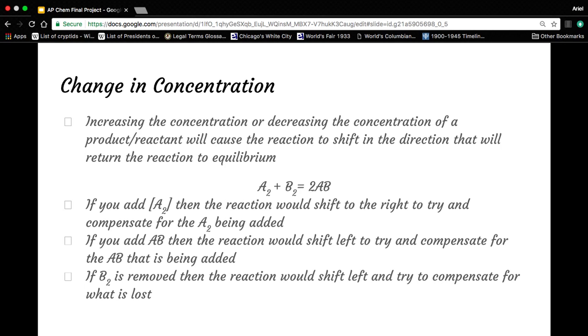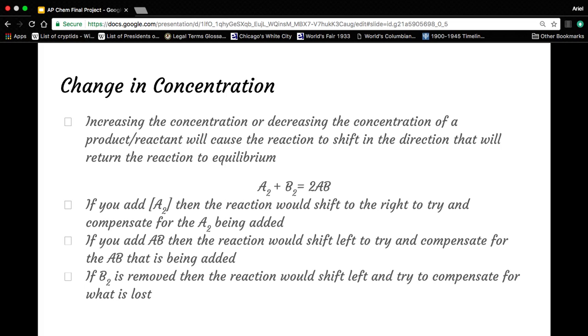So, changing concentration. Increasing or decreasing the concentration of a product or reactant will cause the reaction to shift in the direction that will return the reaction to equilibrium. A2 plus B2 equals 2AB is the example. If you add A2, then the reaction would shift to the right and try to compensate for the A2 being added. If you add AB, then the reaction would shift left and try to compensate for the AB that is being added. If B2 is removed, then the reaction would shift to the left and try to compensate for what is lost.